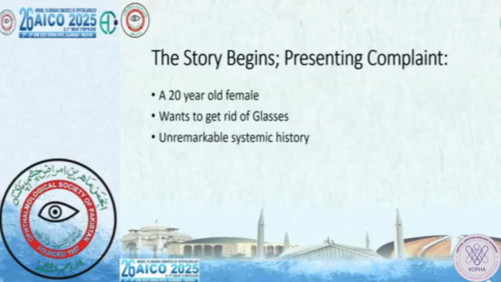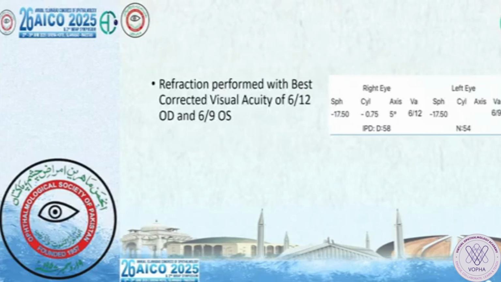So the story begins with a 20-year-old female who is enthusiastic, hopeful, and wants to get rid of her glasses. So we take a basic history. There was an unremarkable systemic history. We move on and perform a basic refraction.